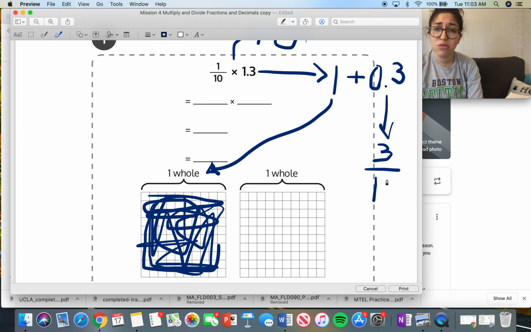So now that I have this as 1 and 0.3, I know the 1 is what? It's 1 whole. So if I look down here, 1 is a whole number. So I can just say that all of this is all 1, right? You'll excuse my drawing. But this is 1 whole, right? And then I also have a 0.3.